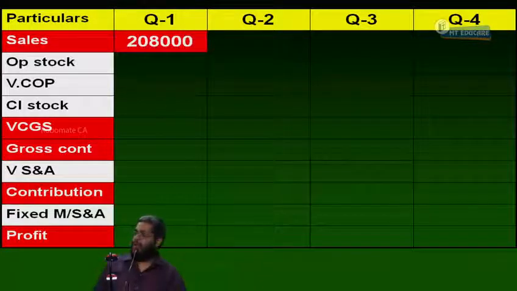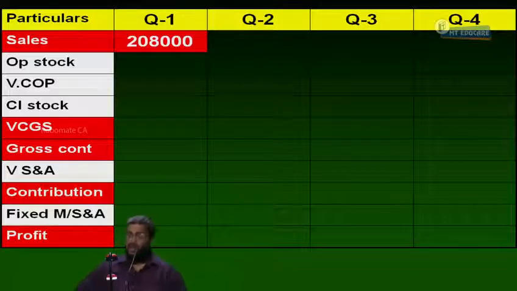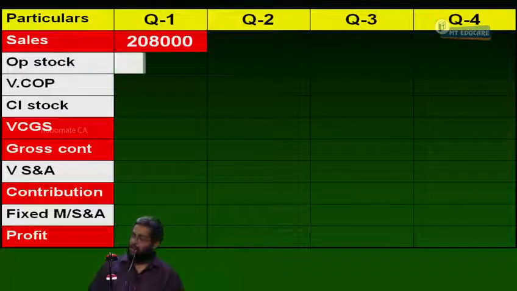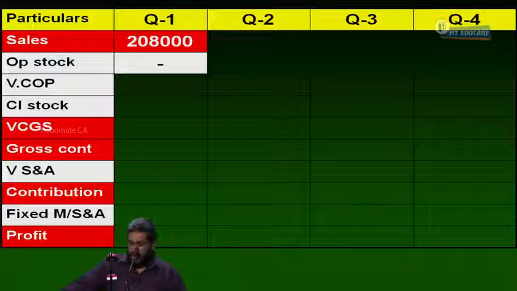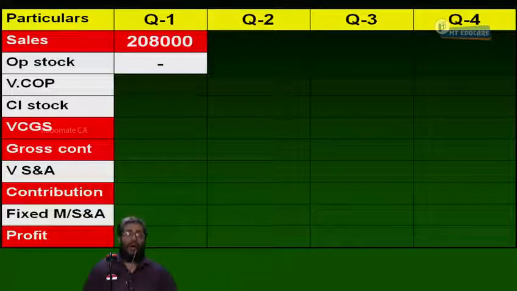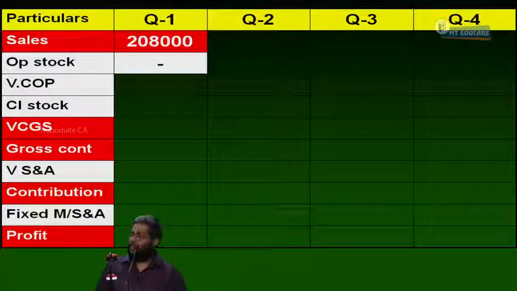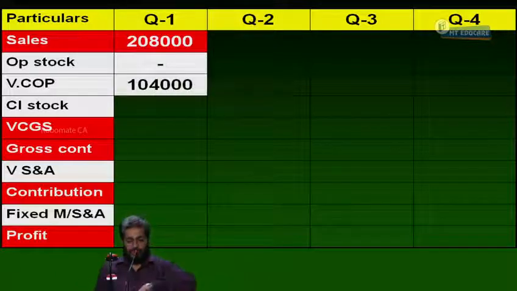We'll now fill column by column. First, quarter 1, 2,08,000. Does quarter 1 have any opening stock? No. Put nil or a dash. How many units am I producing in quarter 1? 26,000. What is the variable cost of producing every unit? 4 rupees. Variable cost of production is 26,000 into 4, which is 1,04,000.